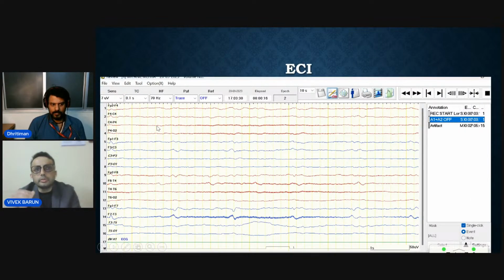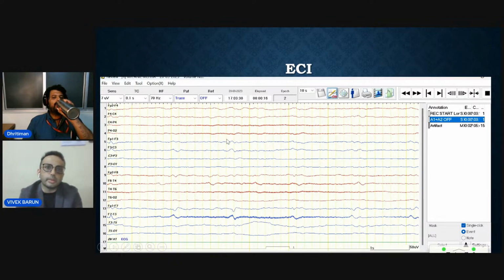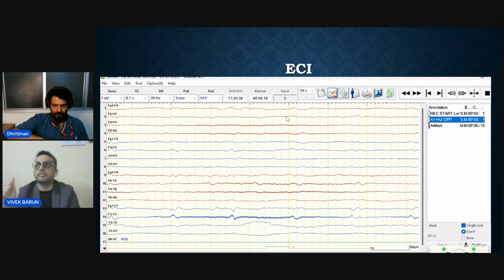Some of the things to keep in mind: normally you would see the sensitivity is 7, but to call it brain dead, you should increase the sensitivity to 2 microvolt, and it should be recorded for at least 30 minutes. There should be no reactivity. By no reactivity, I mean there should be no change in the background activity. It should remain flat even after intense somatosensory, photic or auditory stimulation.